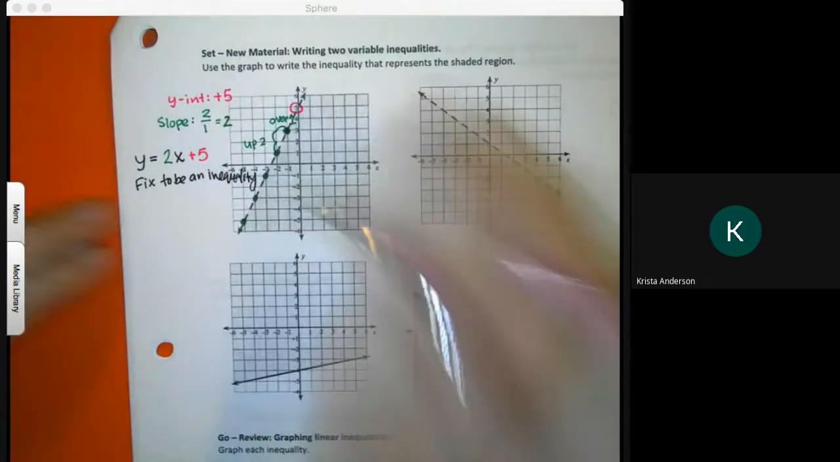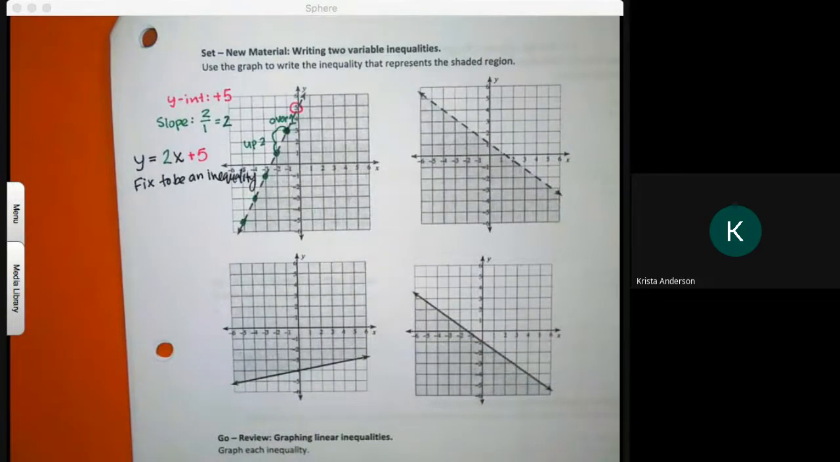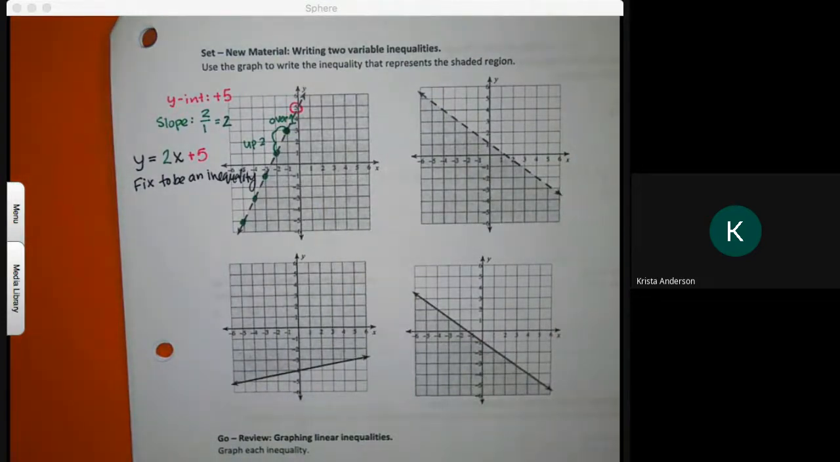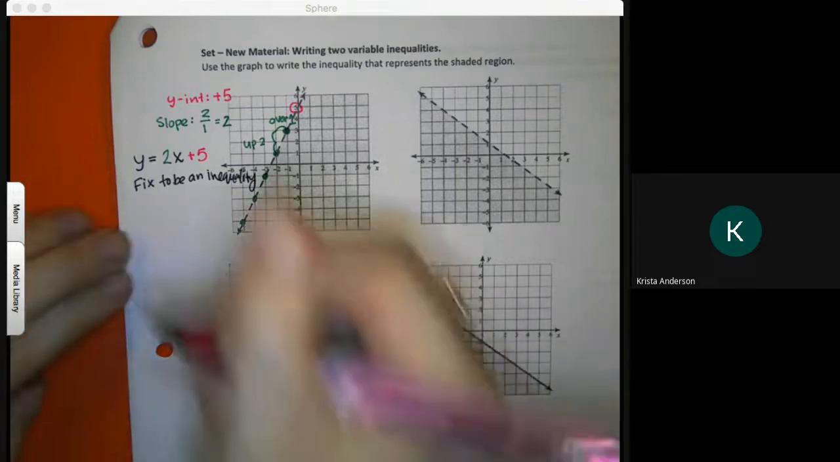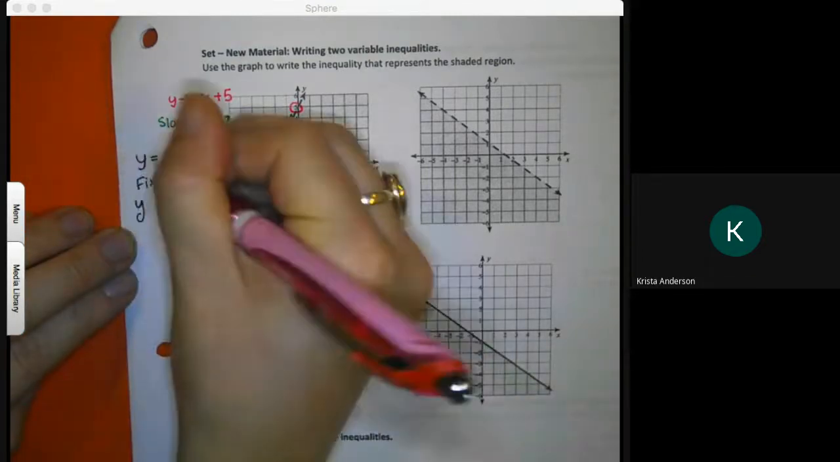To be an inequality that is shaded down. It is shaded down. That means y is what? 2x is greater than or equal to. So I just have to change my sign right here.